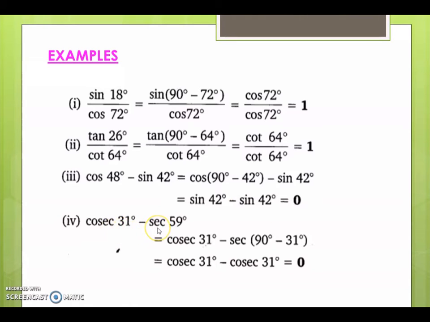Next one also will be done in a similar way. Cosec 31 minus sec 59. So 31 and 59 sum is 90. So one of the angles, either you can change cosec 31 or you can change sec 59. So here I have changed 59 as 90 minus 31. So again you will get cosec 31 minus cosec 31, which is 0.